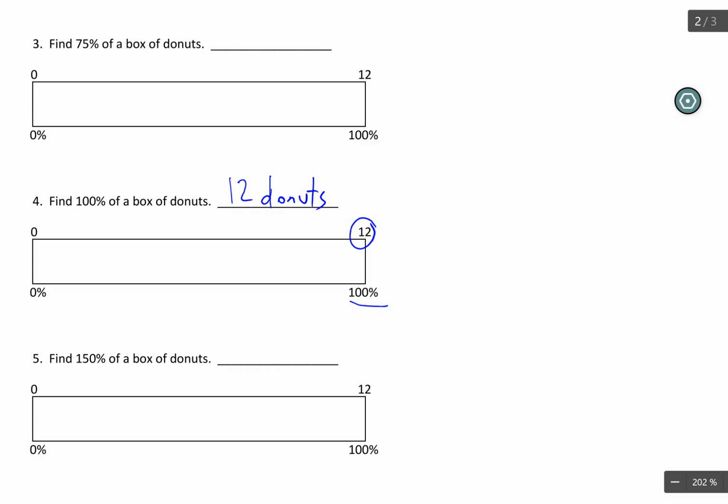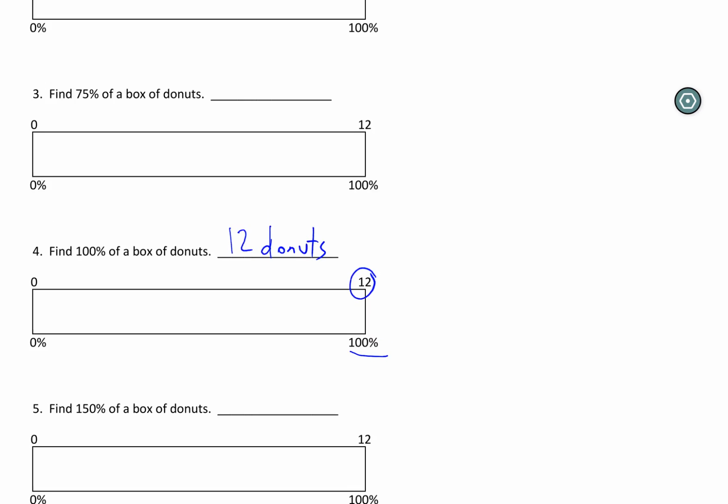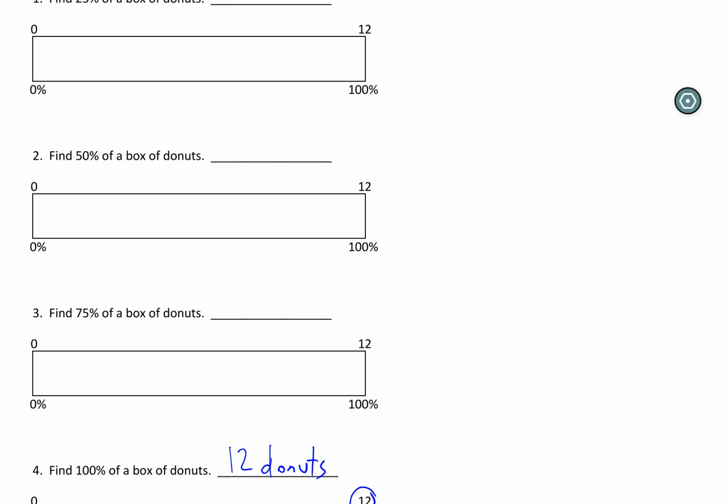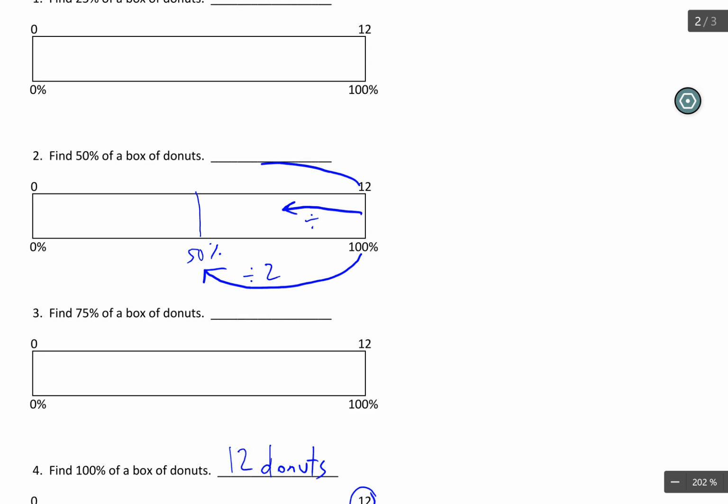And again, we can work this in any order we'd like. So I'm going to go ahead and jump to 50%. I think that's the easier one to move to next. I know if I were to take this percent bar and cut it in half, that would give me 50%. To get from 100 to 50%, this is a decrease. Since it's a decrease, I know I'm dividing. So I'm going to divide by 2 to get from 100 to 50. If I do that on the bottom, I've got to do the same thing on the top. 12 divided by 2 is 6, so my answer would be 6 donuts.